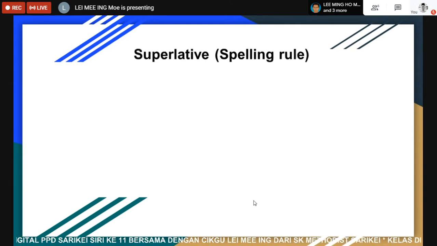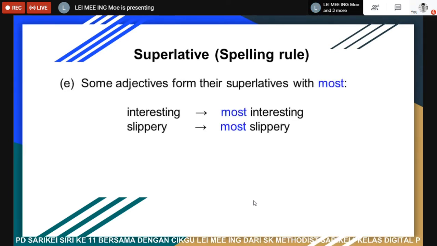Rule number 5. Some adjectives form their superlative with most. So still the same. This one is mostly for adjectives with more than 2 syllables, just like interesting, most interesting, slippery, most slippery. And for some adjectives with 2 syllables, we also use this rule with most. Just like peaceful just now, pleasant, most pleasant, peaceful, most peaceful, okay?